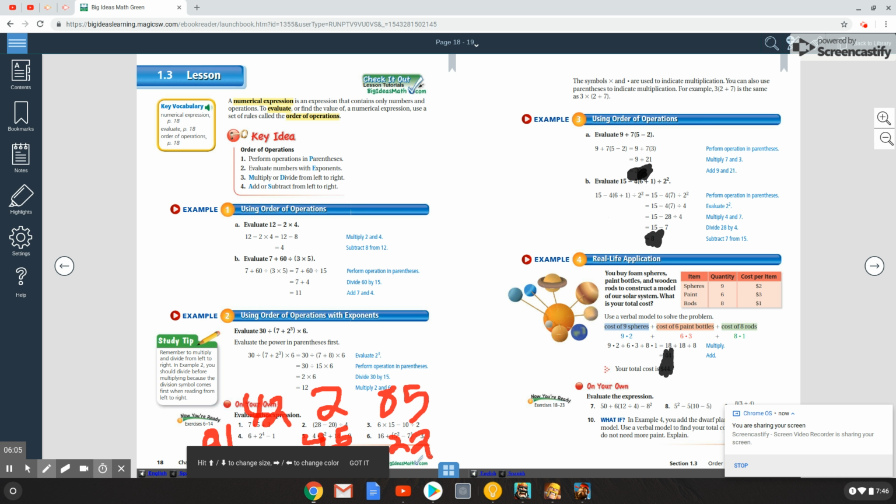Also, I'm pretty sure I showed you this in 1.2, but if I didn't, then I'm showing it to you now. The symbols times and multiply are used to indicate multiplication. You can also use parentheses to indicate multiplication, for example 2 times 3. The dot also means multiplication, so if you see 3 times 2 with a dot, that is not 3.2. This is a multiplication sign.